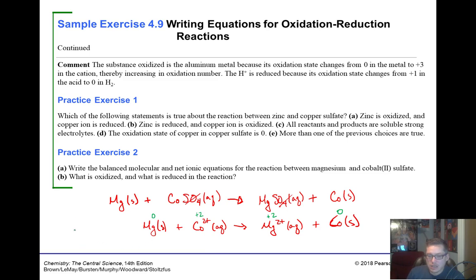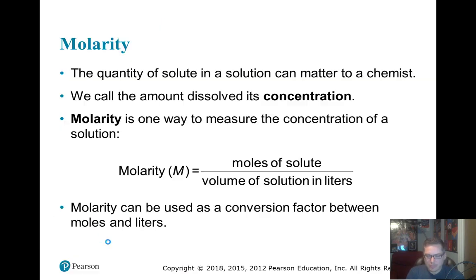The magnesium goes from 0 to plus 2. That means it had to have lost electrons, because it got more positive, so electrons went away. So your magnesium is oxidized. Your cobalt went from plus 2 to 0, so it had to have gained electrons, because its charge went down and electrons are negatively charged. Therefore, our cobalt would have been reduced. Cool?